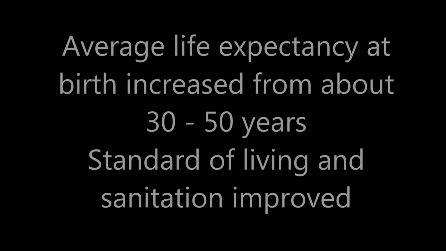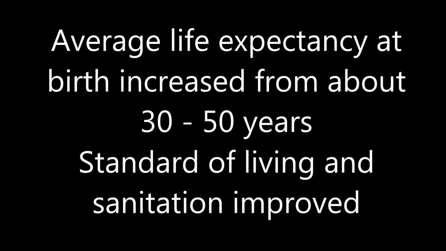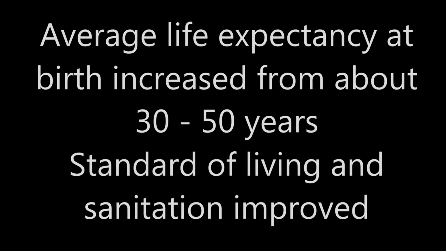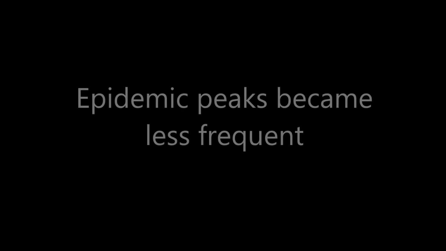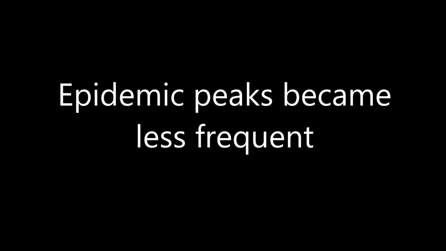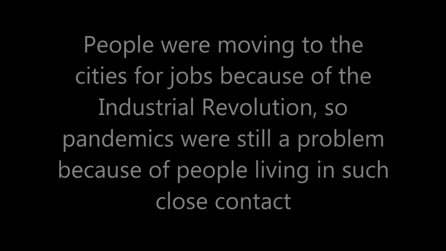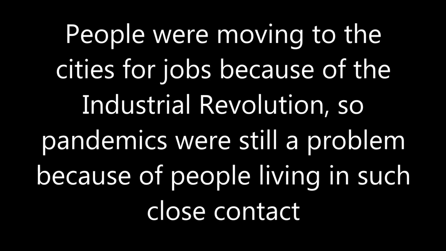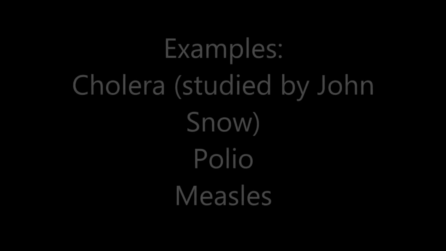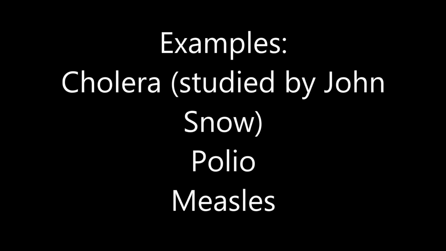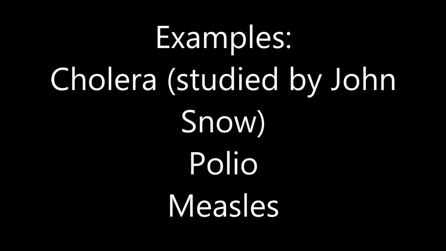Stage 2 is the age of receding pandemics. The average life expectancy at birth increased from about 30 to 50 years because standard of living and sanitation improved. Epidemic peaks became less frequent. People were moving to the cities for jobs because of the Industrial Revolution, so pandemics were still a problem. Examples include cholera, studied by John Snow, polio, and measles.